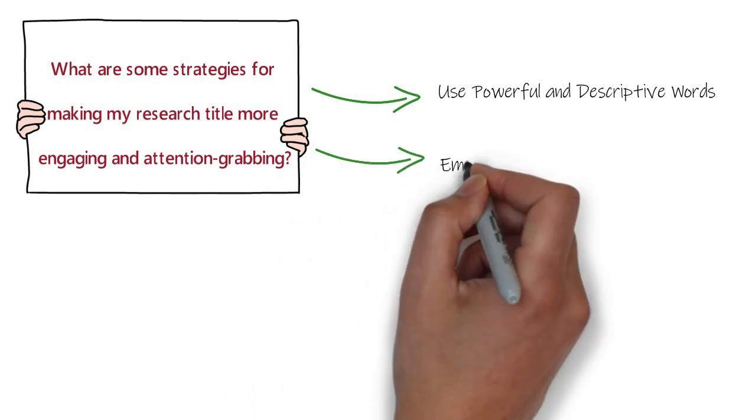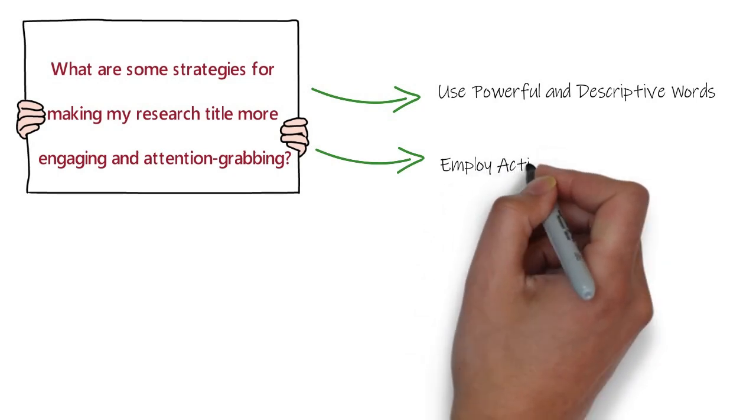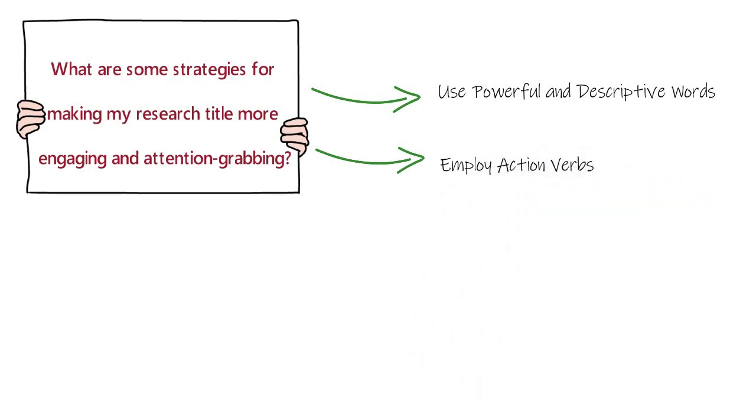Employ action verbs. Utilize action verbs in your title to make it more dynamic and engaging. Action verbs convey a sense of movement and impact, making your research sound more compelling. Choose verbs that accurately represent the actions or processes described in your study.